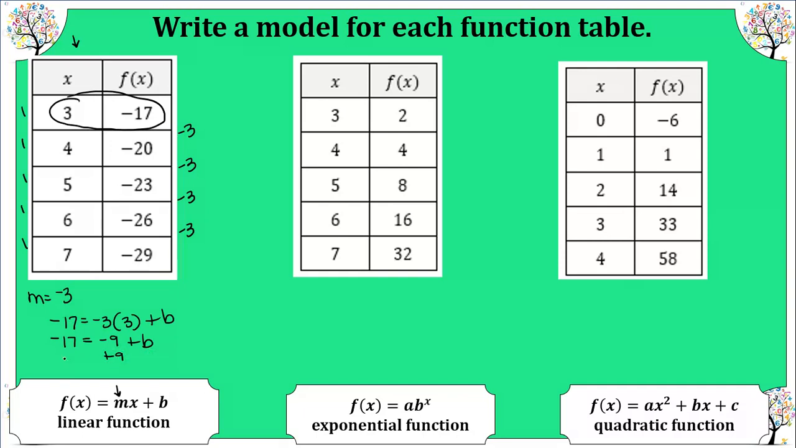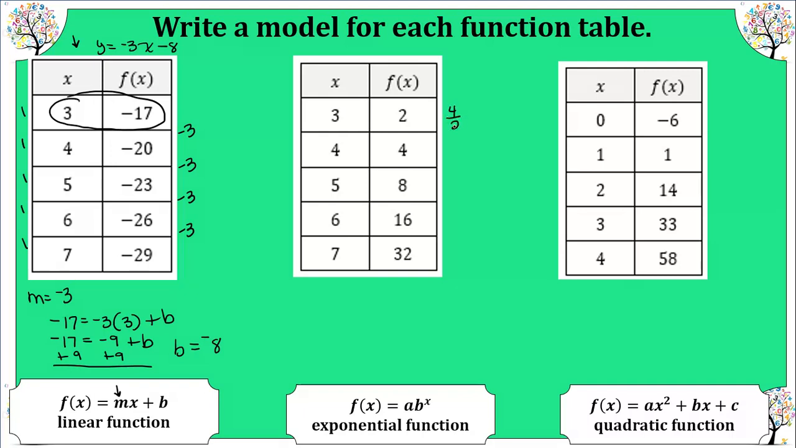We're going to add 9 to both sides. And the b value is going to be -8. We can put this all together and we have y equals slope of -3 times x minus 8. Now let's write the equation for our exponential function.